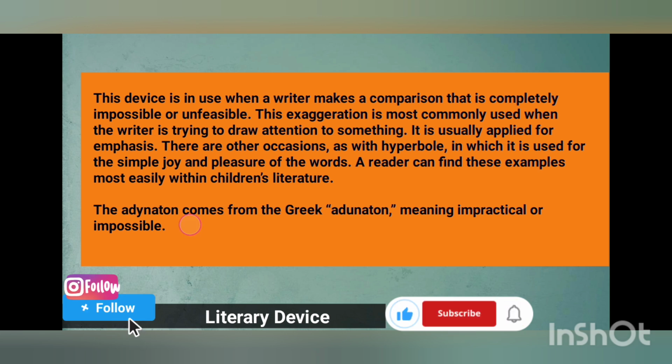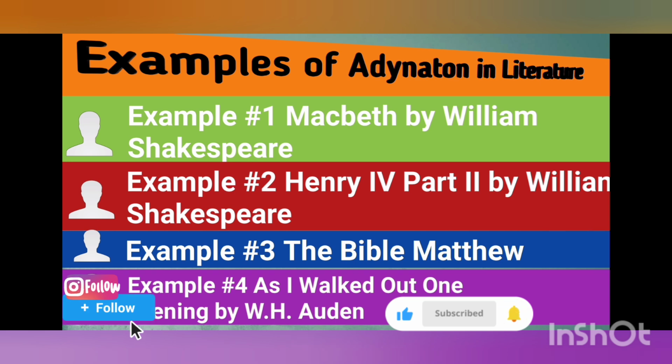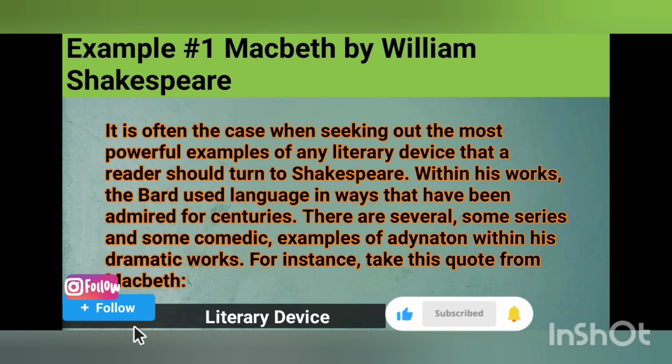Okay, examples of Adynaton in literature. Macbeth by William Shakespeare. It's often the case when seeking out the most powerful example of any literary device that a reader should turn to Shakespeare. Within his work, the bard used language in ways that have been admired for centuries. There are several serious and some comedic examples of Adynaton within his dramatic works.